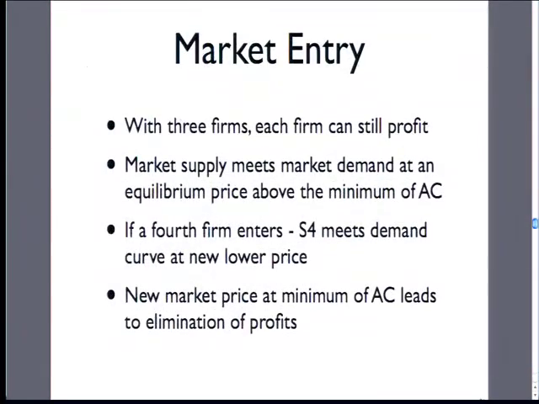So let's think about market entry. I already walked through most of this. We do the 3 firms, adding to 4 firms graph. With 3 firms, there's still some profit for each firm. Market supply and market demand are meeting above the minimum of average cost. If the 4th firm enters, price is going to go down, and the new market price is going to lead to the bottom of the average cost curve for all 4 firms, if they're identical firms.